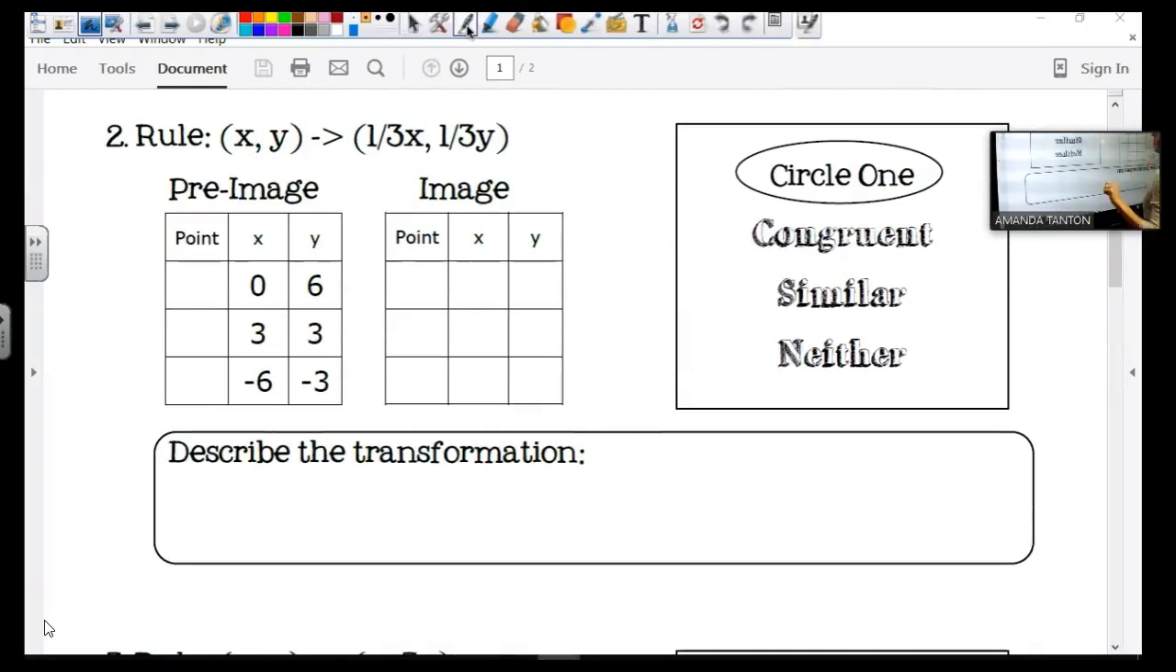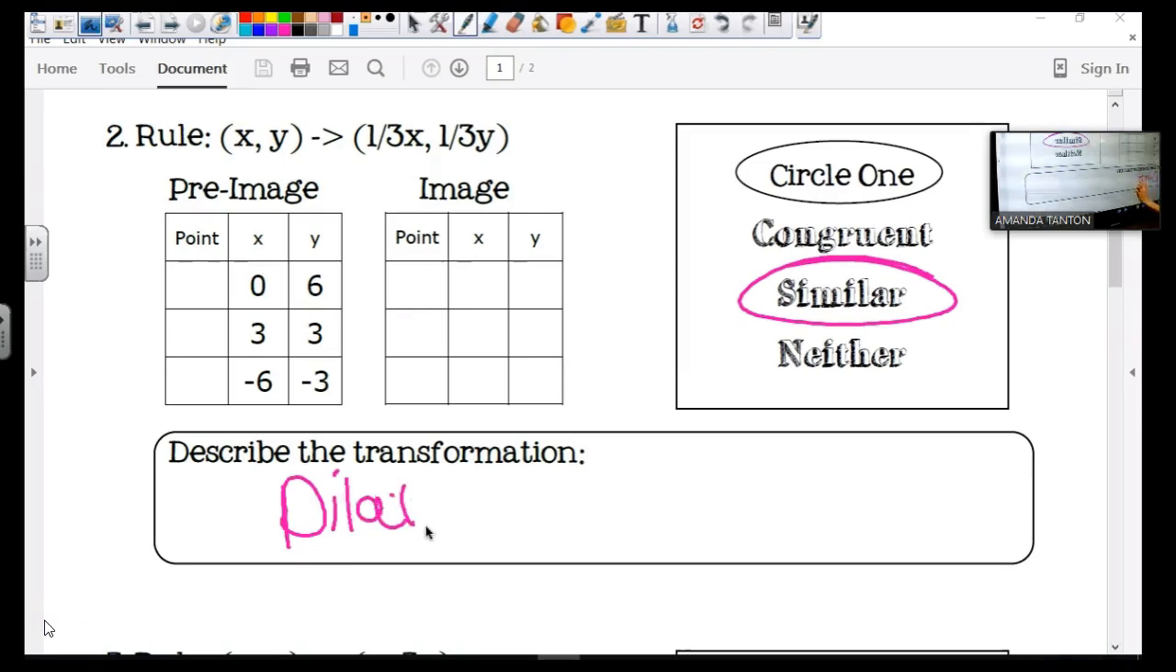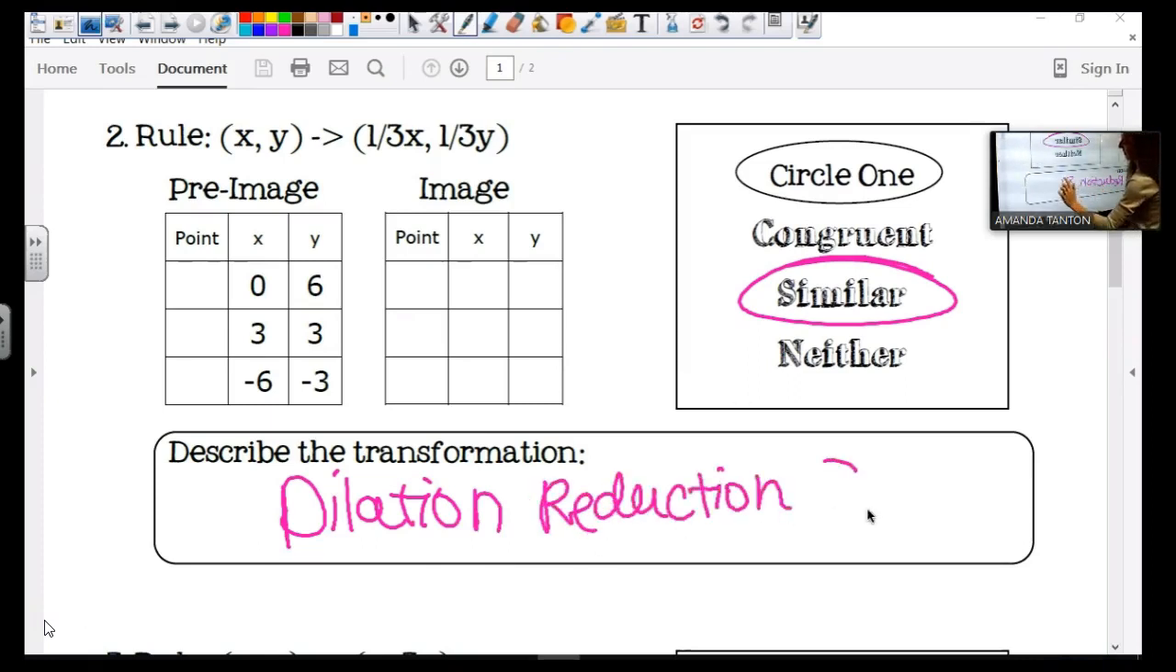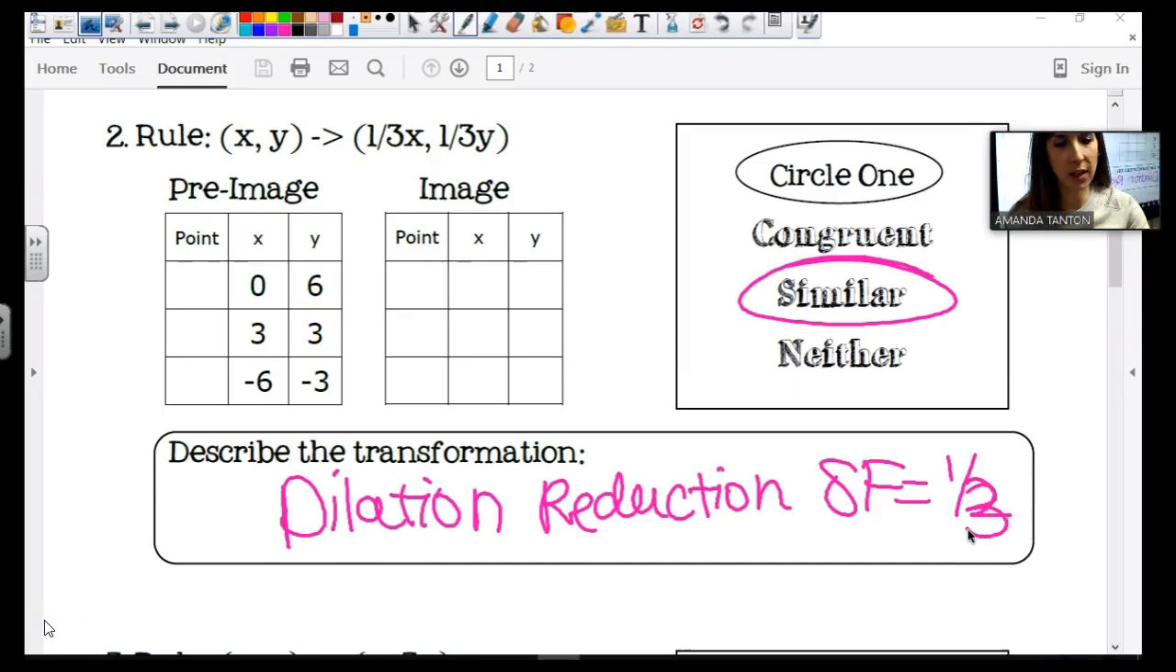Let's try number 2. Congruent, similar, or neither? Similar again. What kind of transformation? Dilation. Awesome. I want more participation, guys. Enlargement or reduction? Reduction. My scale factor of 1/3. Scale factor 1/3. Awesome. We know it's a reduction because 1/3 is what? How does 1/3 tell us it's a reduction? Less than 1. Okay.